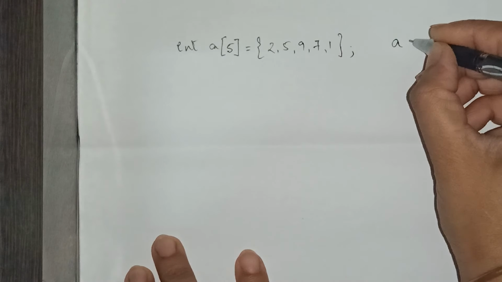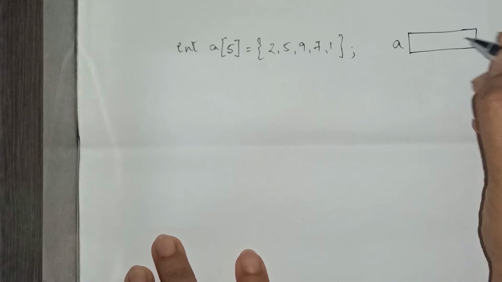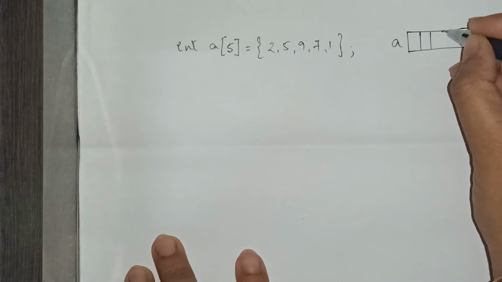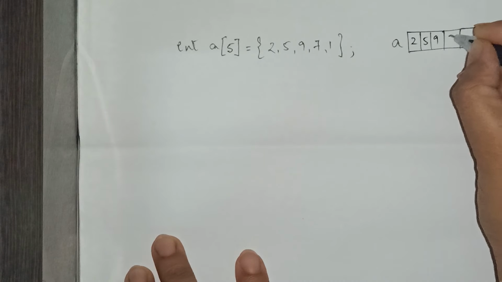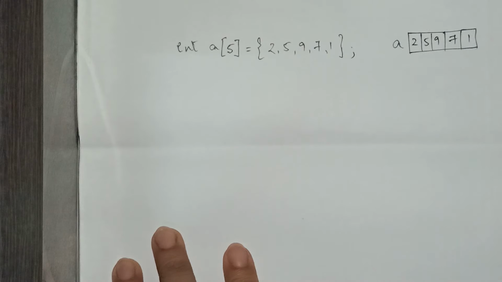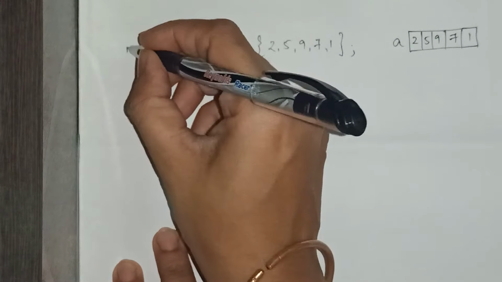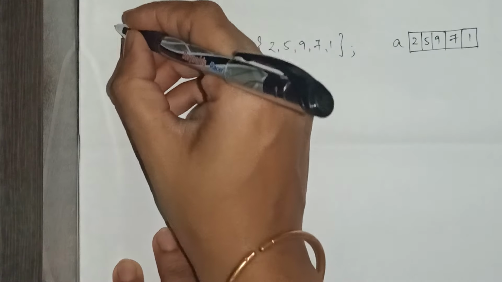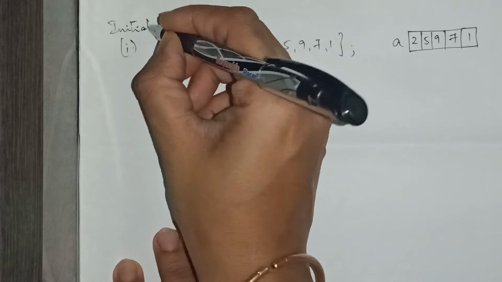So A gets the location. Let me horizontally represent the memory location so you don't get confused. So 2, 5, 9, 7, 1. So this is how it gets stored. This is one way of initializing. These are the different ways of initialization that I am teaching you.